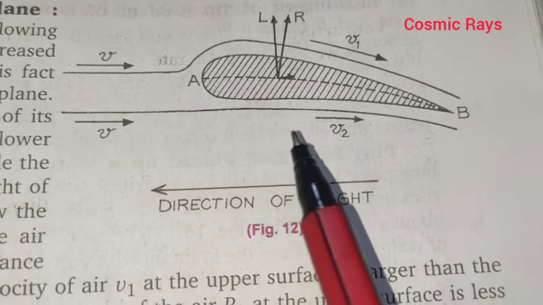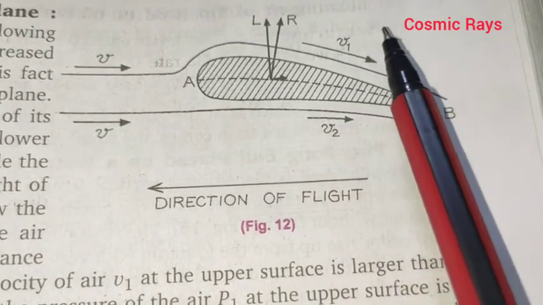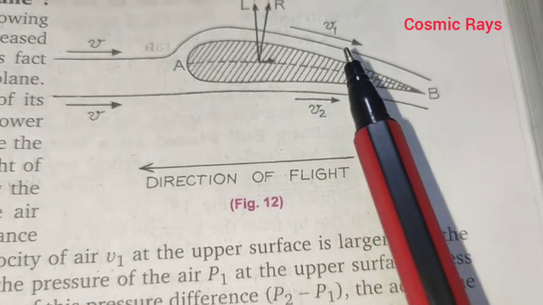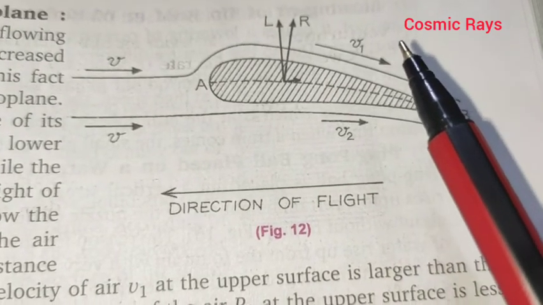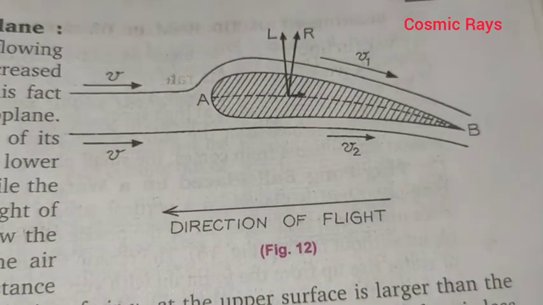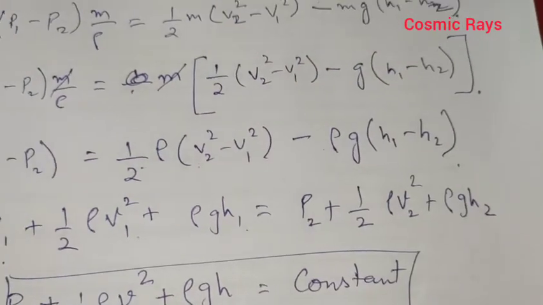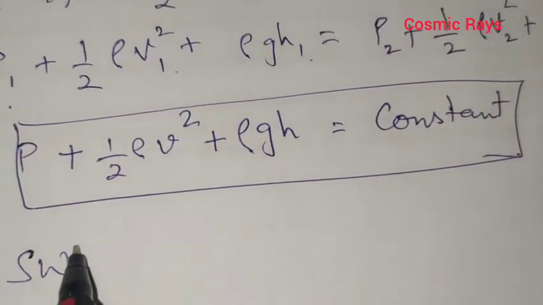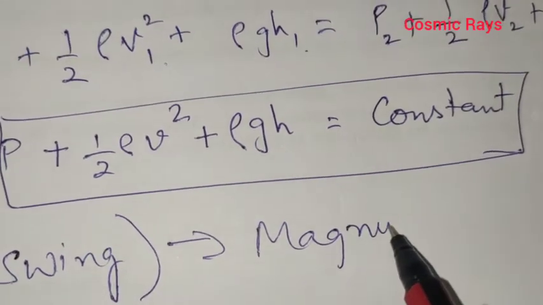So what happens is the velocity of air, that is here V1 at the upper surface, is larger than the velocity V2 at the lower surface. Now because of this pressure difference, the aeroplane receives the necessary lifting force, and that's how Bernoulli's principle is used for flying a plane. Now the same Bernoulli's principle is also used in cricket, where you might have heard the word swing of the ball, and this is known as the Magnus effect.